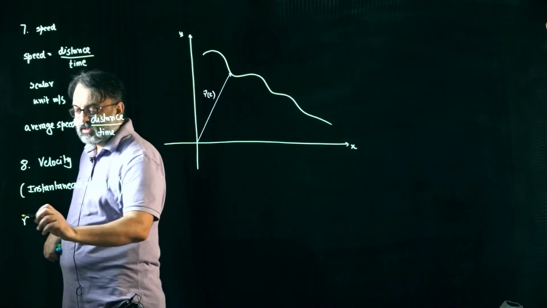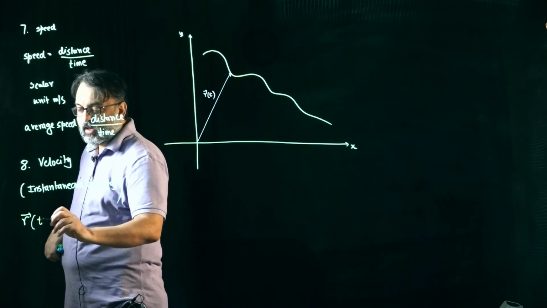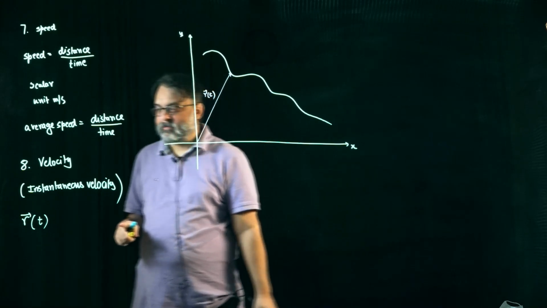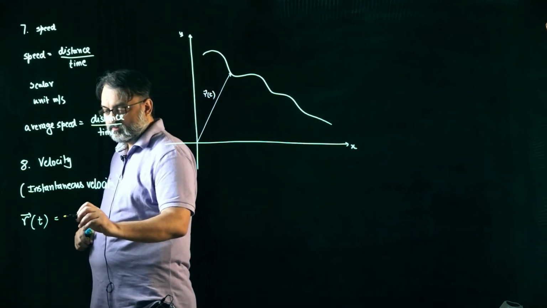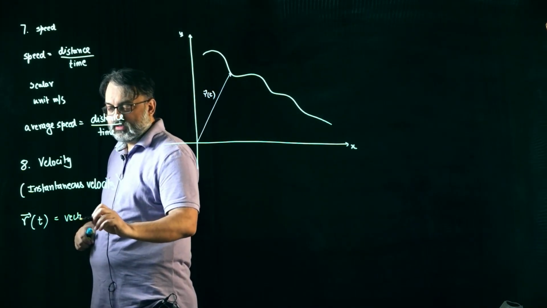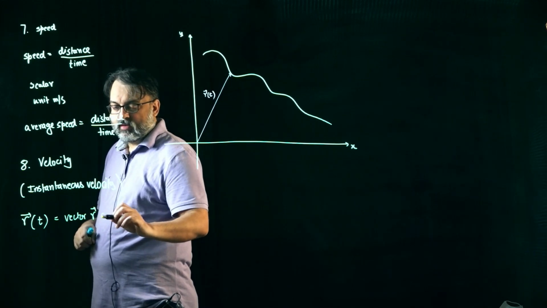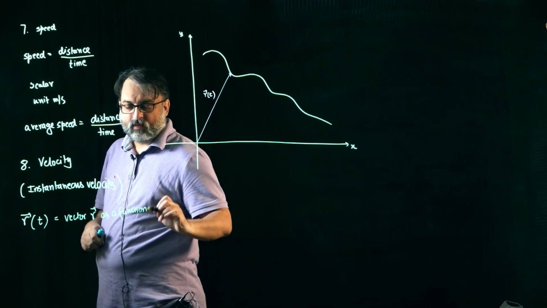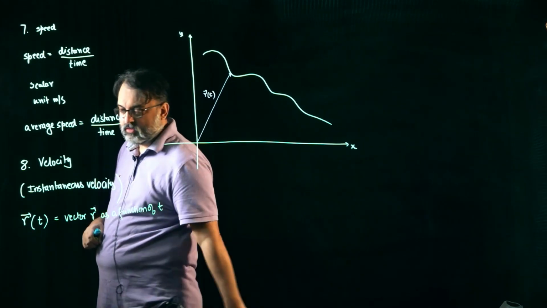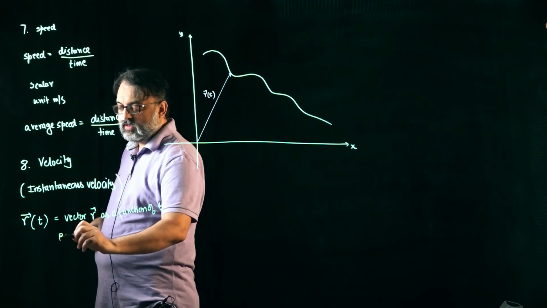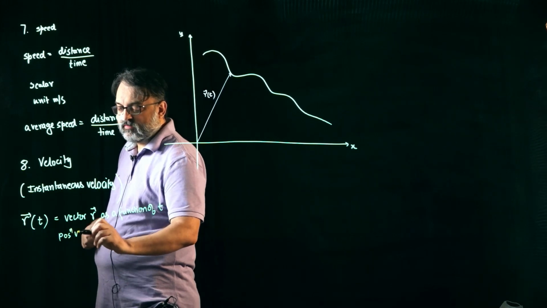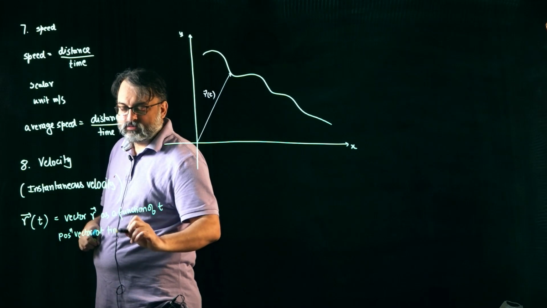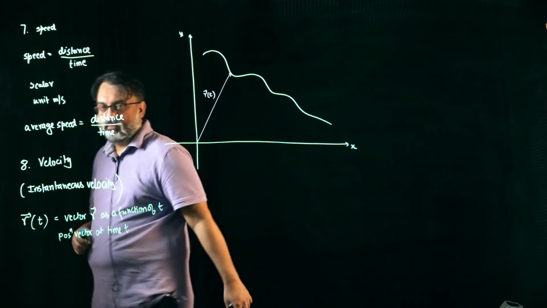How am I writing this? I am writing this as r as a function of t. This is vector r as a function of t, right? Or I can say that this is the position vector of the particle at time t, right?